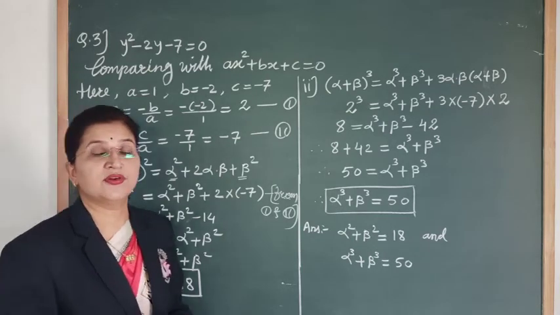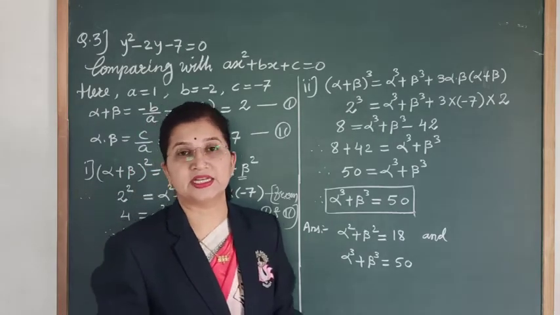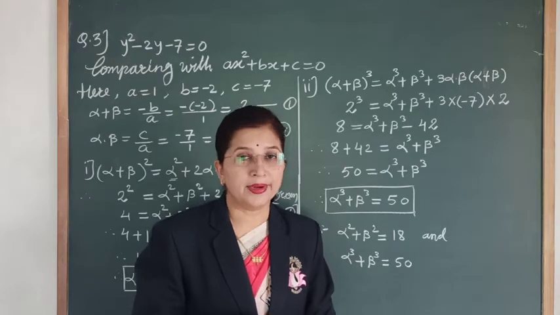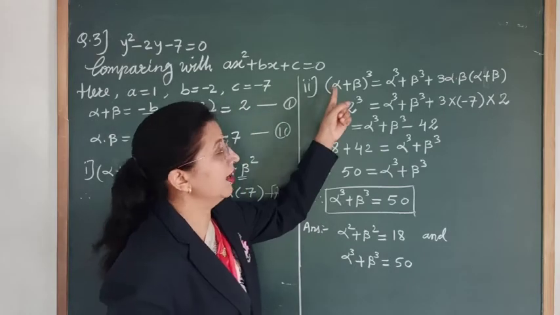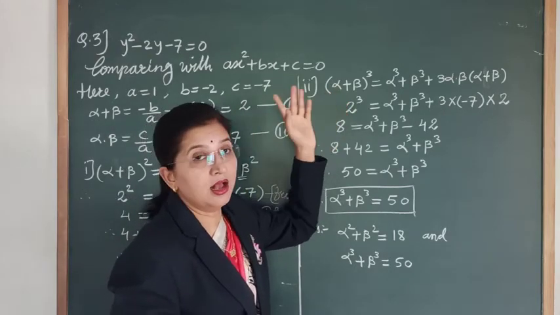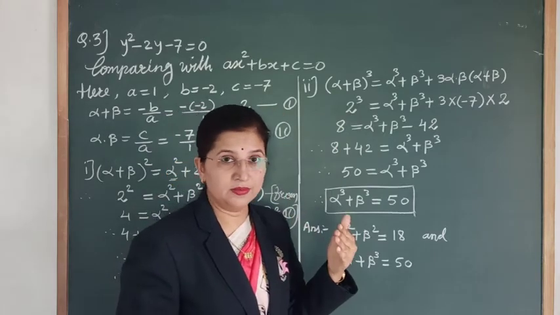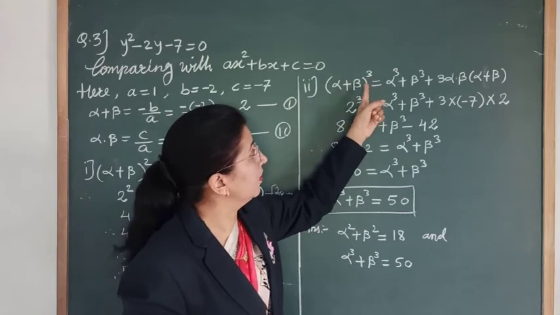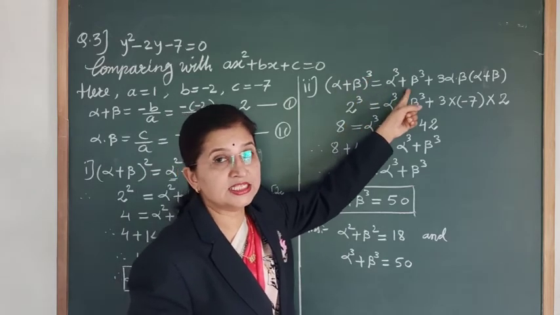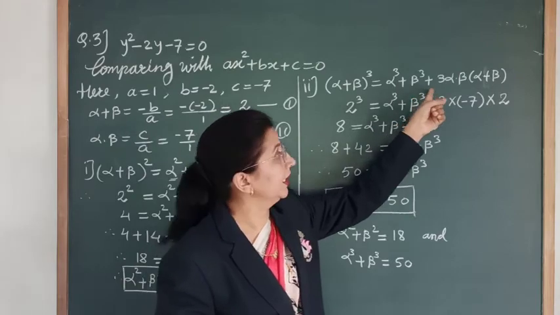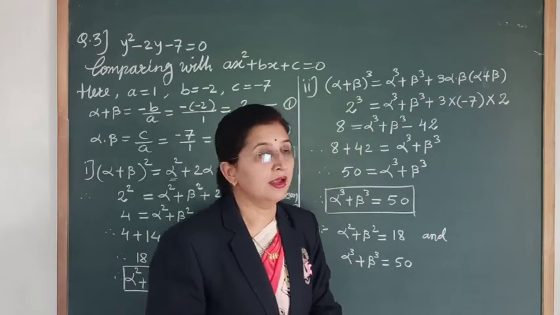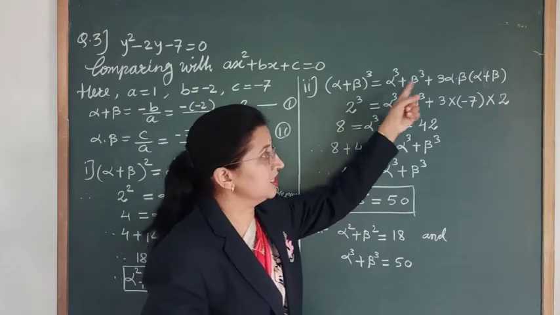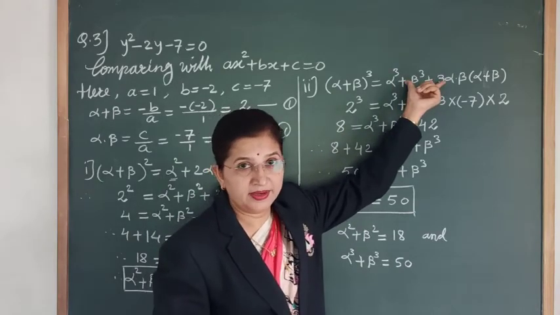Now again we have to find out alpha cube plus beta cube. For that we will use the formula of a plus b bracket cube. So we know that a plus b bracket cube, that is alpha plus beta bracket cube, is equal to alpha cube plus beta cube plus 3 alpha into beta into bracket alpha plus beta. Dear students, we have learned this formula in the previous classes.